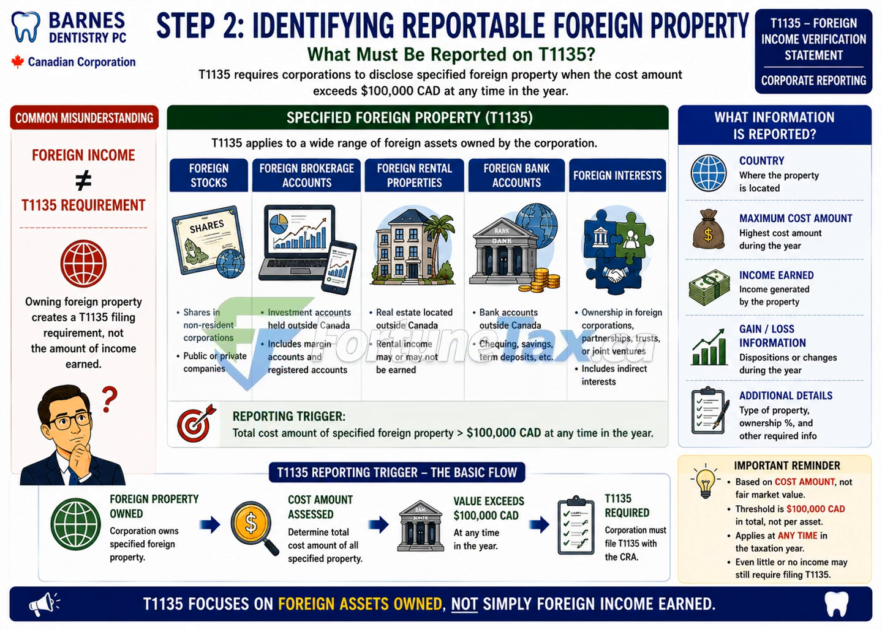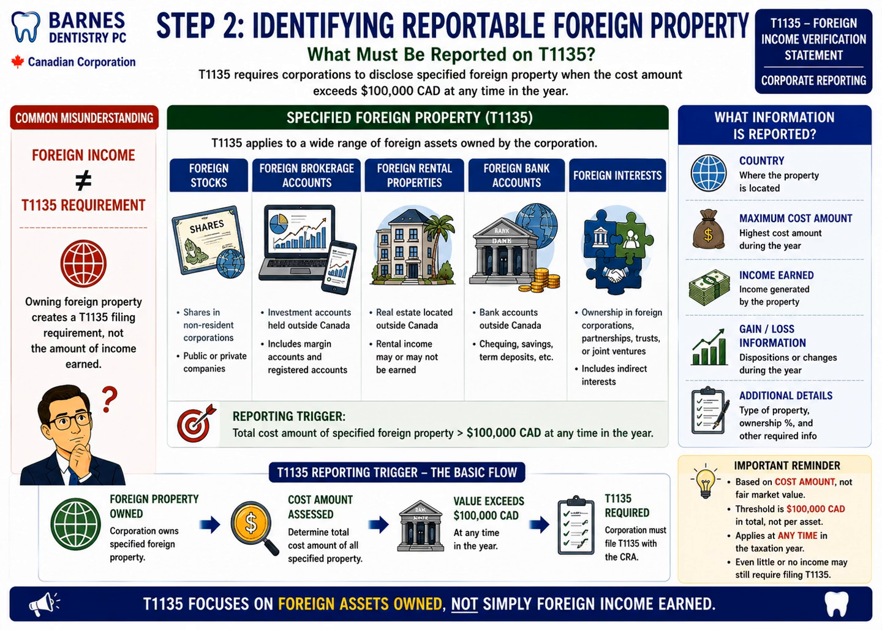Now let's look at the important reminder panel. There are several points every tax preparer should remember. First, the threshold is based on cost amount, not fair market value. Second, the $100,000 threshold applies to the total specified foreign property owned. Third, the threshold is tested at any time during the year. And finally, even a corporation earning little or no foreign income may still have a T1135 filing requirement if significant foreign property is owned.